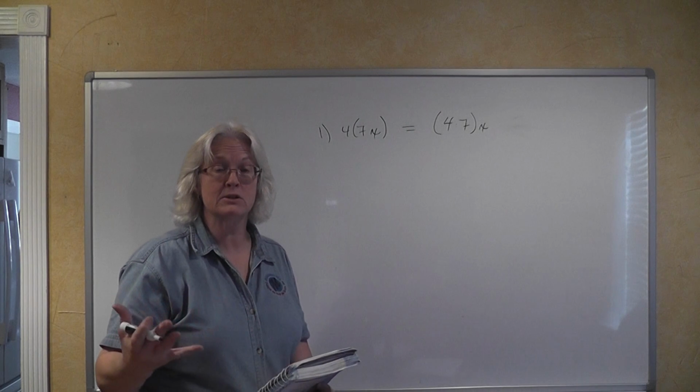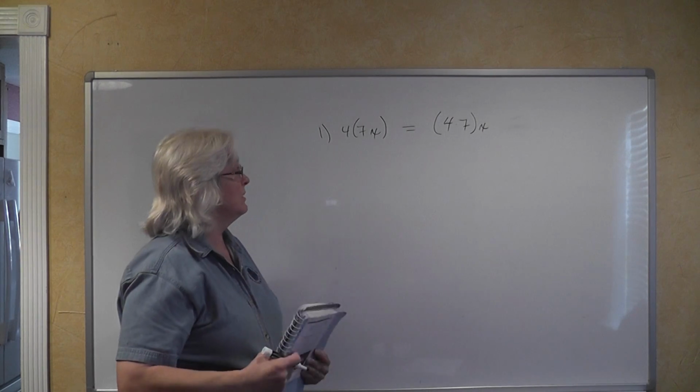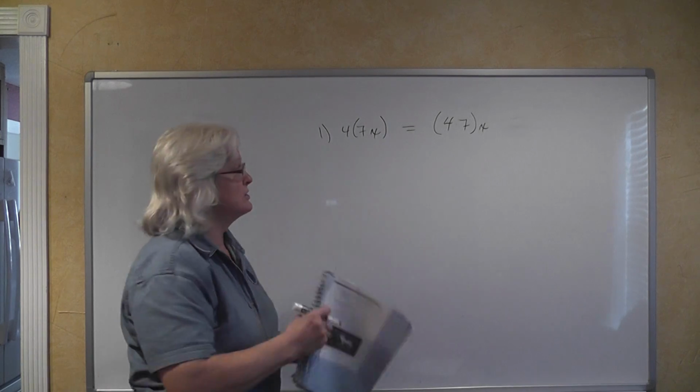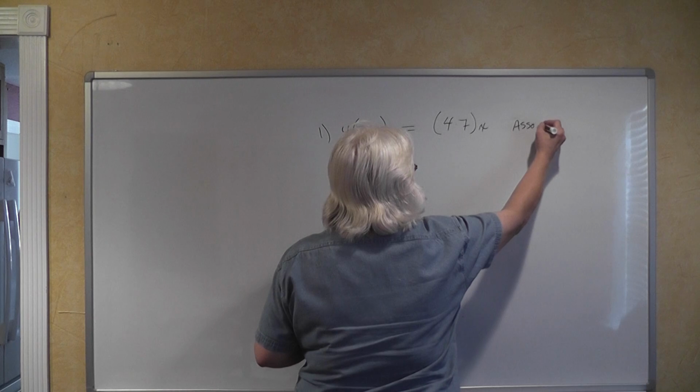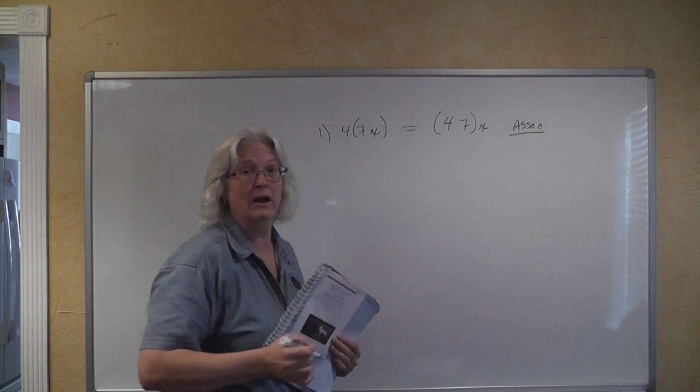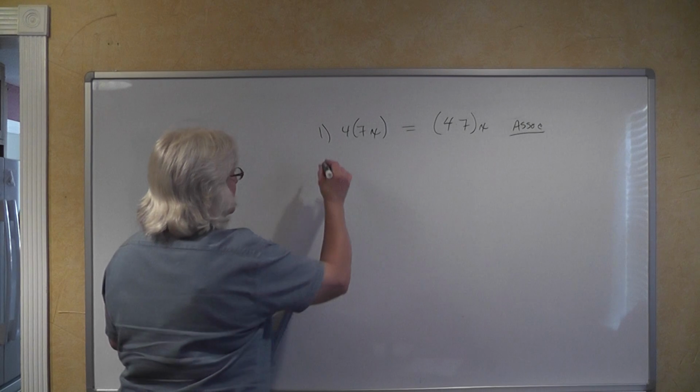Now they're not asking us to solve it. They just want us to tell what property we use. So we're going to use the associative property here. And if you did simplify it, the answer would be 28x, but they don't ask you to do that.